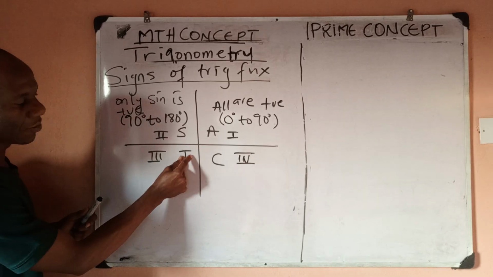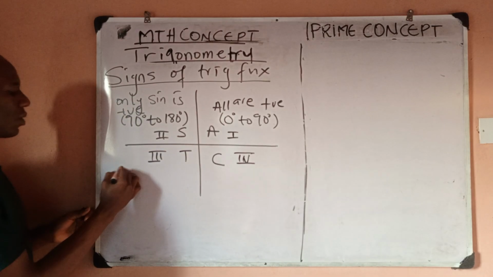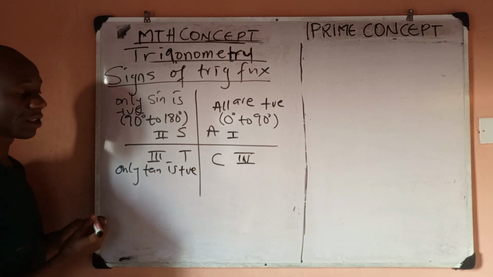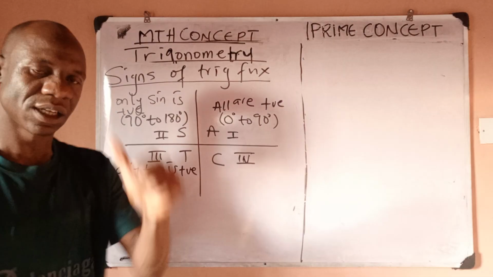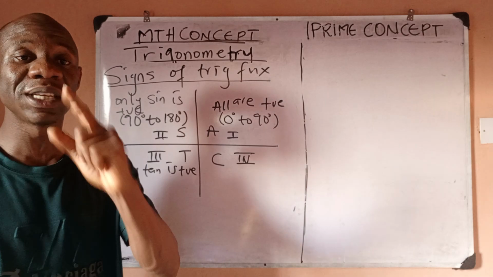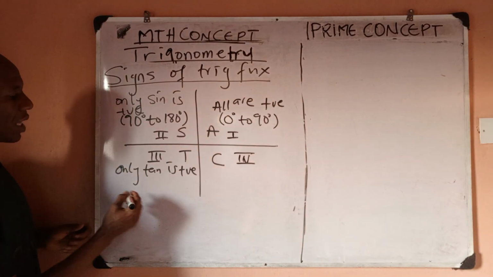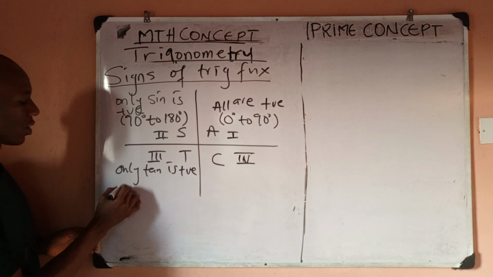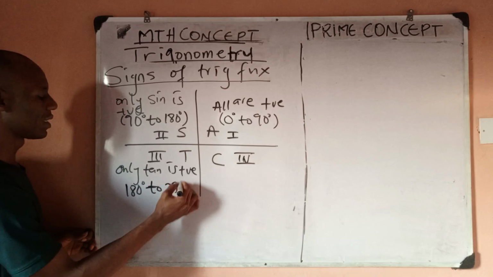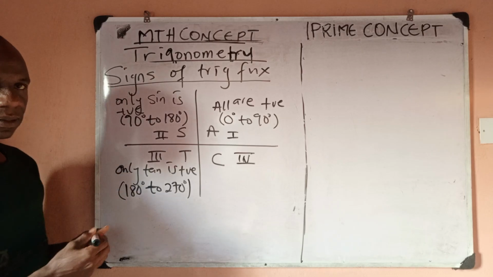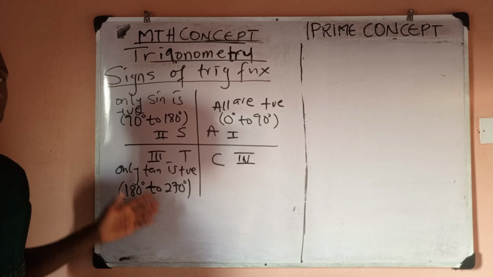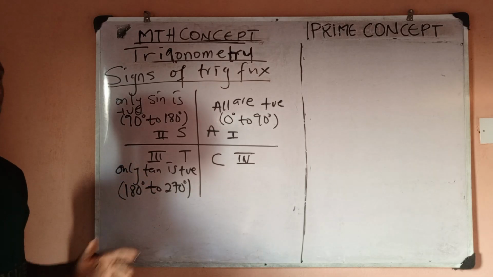Now let's come to the third quadrant. In our third quadrant, only tangent is positive. That is to say, for your third quadrant, cosine is negative. Sine is also negative. Only tangent is positive. How do we know angles in the third quadrant? It is going to be angles between 180 degrees to 270 degrees, in between this. So if I have 200, it is in the third quadrant, right? 250 third quadrant, 230 third quadrant, and so on.